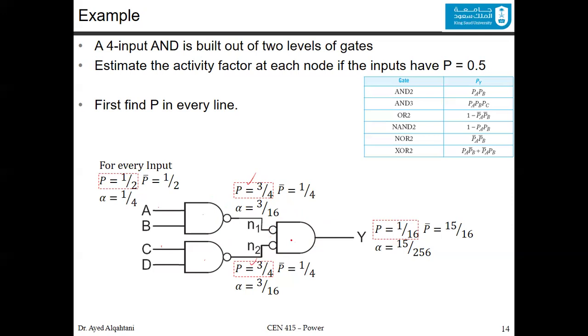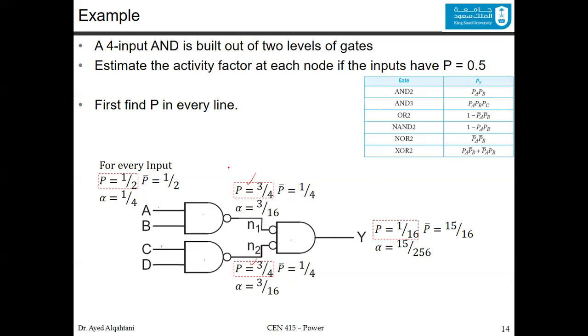This is a NOR circuit. Now the NOR for 2 inputs is the probability of A bar times the probability of B bar. Now this one is 3/4 and this is 3/4, so you take the bar. Now we need to calculate it. So the P bar here is a quarter and the P bar here is a quarter. And you multiply them together to get 1 over 16.